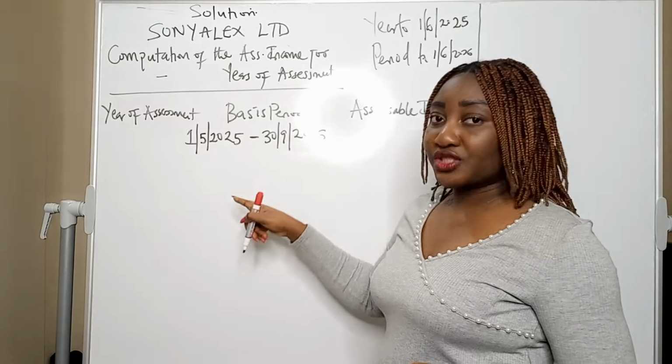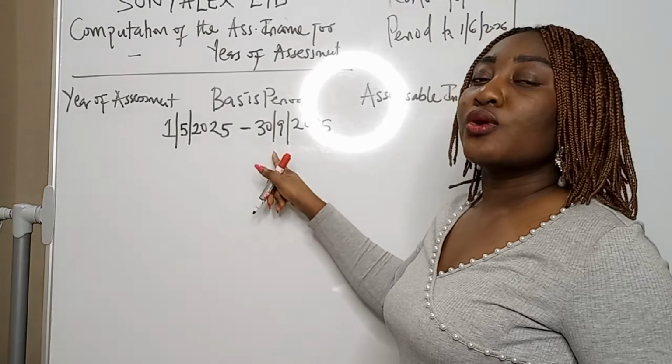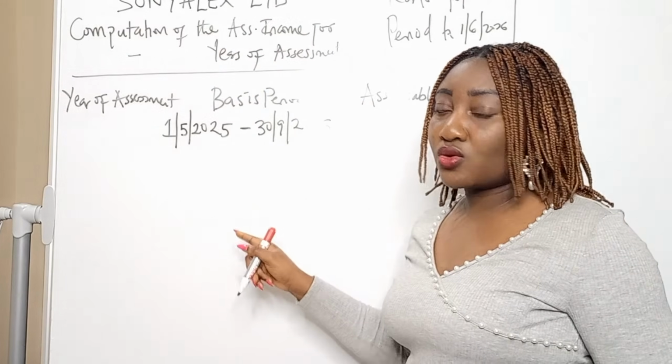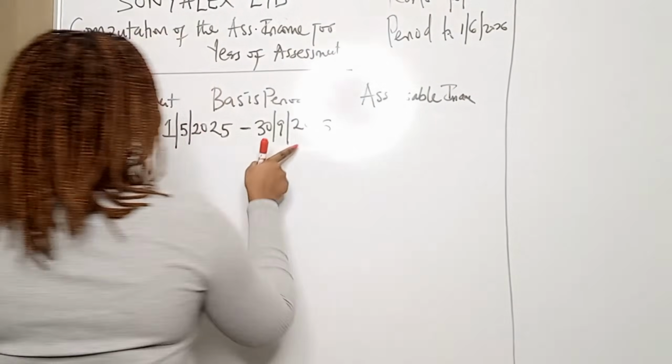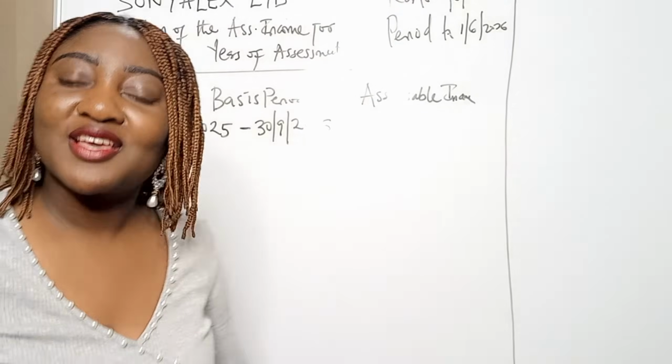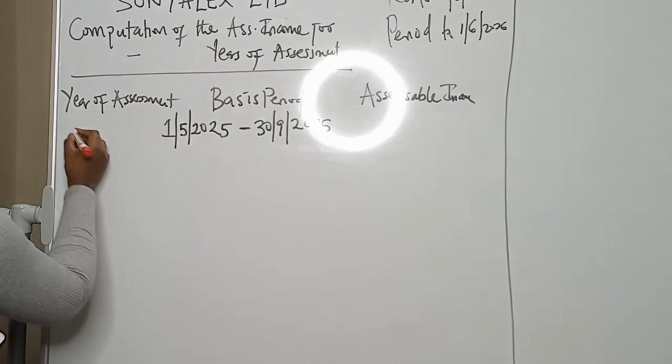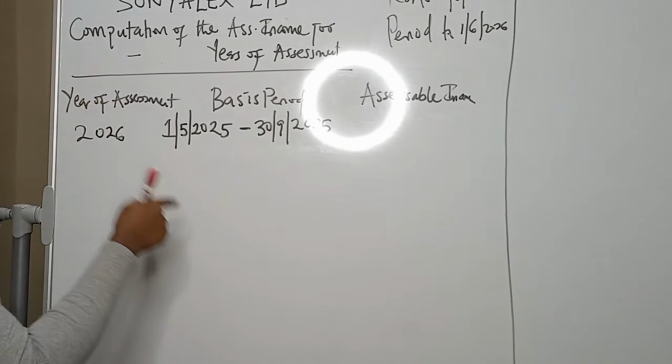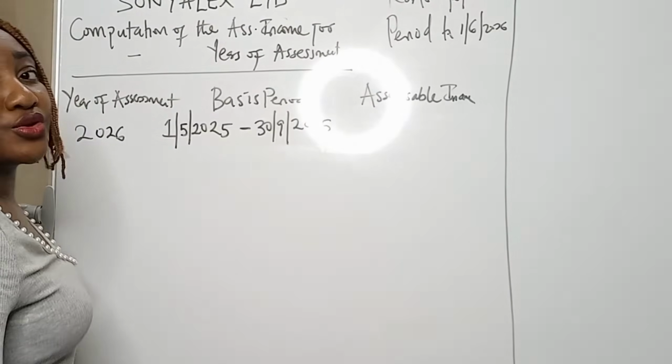I'm just trying to emphasize this rule: from the date of commencement to the first accounting year end. Don't go to the second accounting year end, okay? Now, when you see this 2025, what is your year of assessment, your tax year? 2026. So it's 2026 because this is a preceding year basis rule. That's what we use, okay?